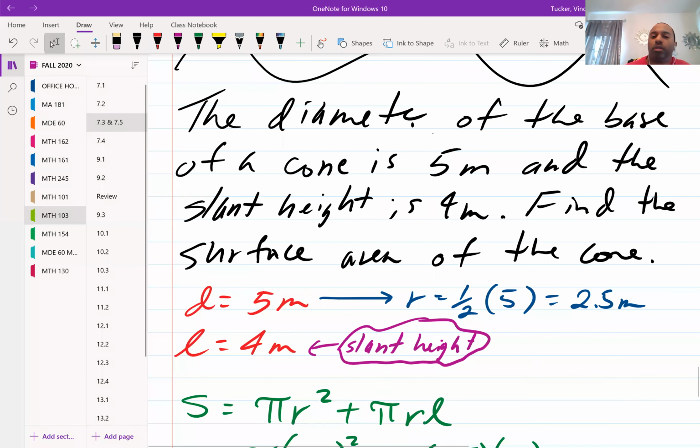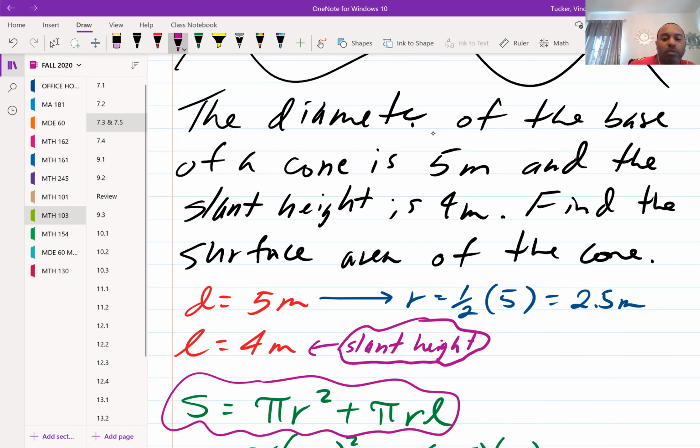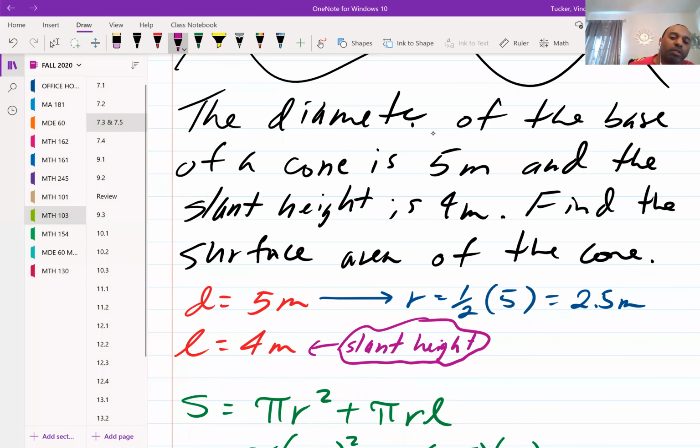All right. So they want us to find the surface area of the cone. The surface area formula is right here: S equals pi r squared plus pi r l. They give us the diameter, that's what I'm calling D, that's 5 meters. And then they give us L. We use L for the slant height. And that's all in the book. And like I said, if you were to ask Siri, Google, or anybody else, they would still give you those same letters and the same explanation.